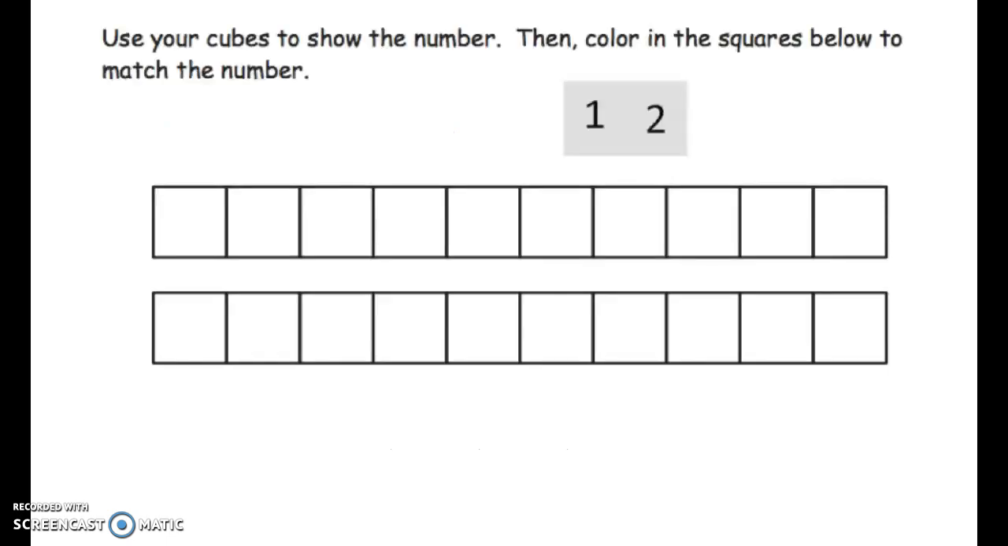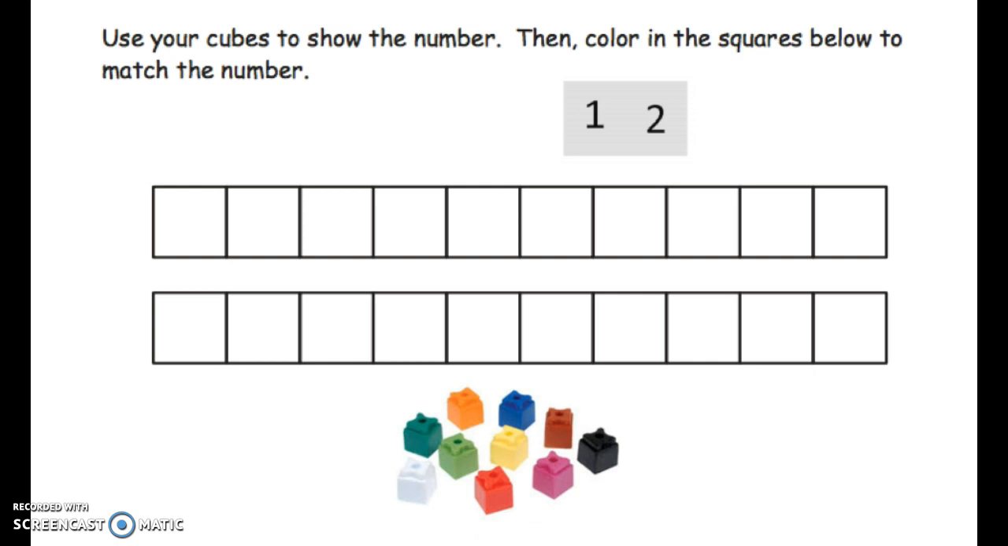Welcome back, friends. Now we're going to go to the bottom of your page. For this part, you might want to get some cubes. Your teacher might have them in a bag ready for you. With your cubes, you're going to show this teen number. You're going to snap them together to show your 10 ones and your more ones. Then color in these squares below to match this teen number.